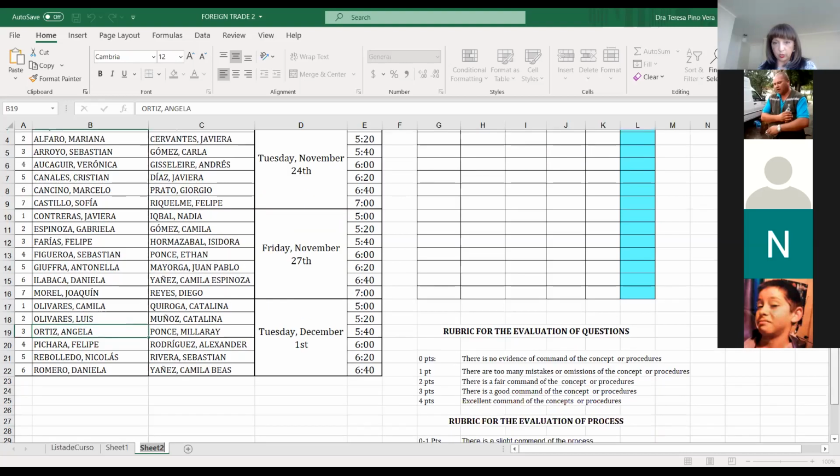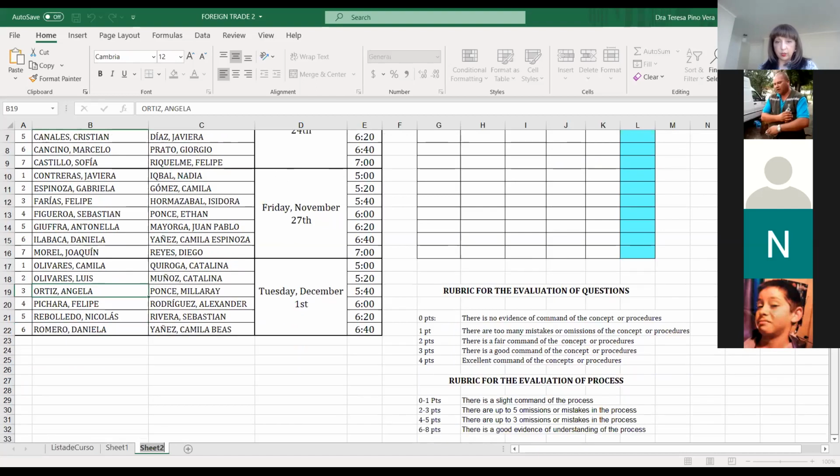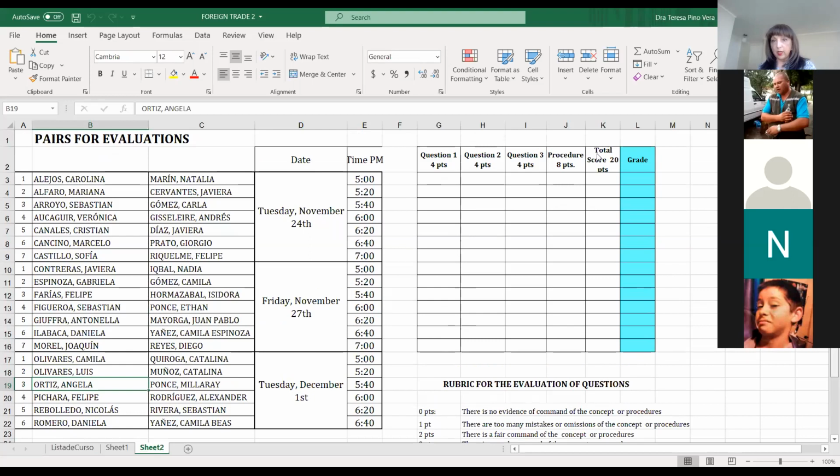I'm going to put it in the email, okay? These are similar to the one before, but for the procedure, I have this other rubric. It is based on the mistakes or omissions you may be making. The procedure has 8 points and the others 4 points. And there's the rubric for both of them. So this is the time, guys. Here's where you are. As soon as we finish, I'm going to send it to your email. All right?